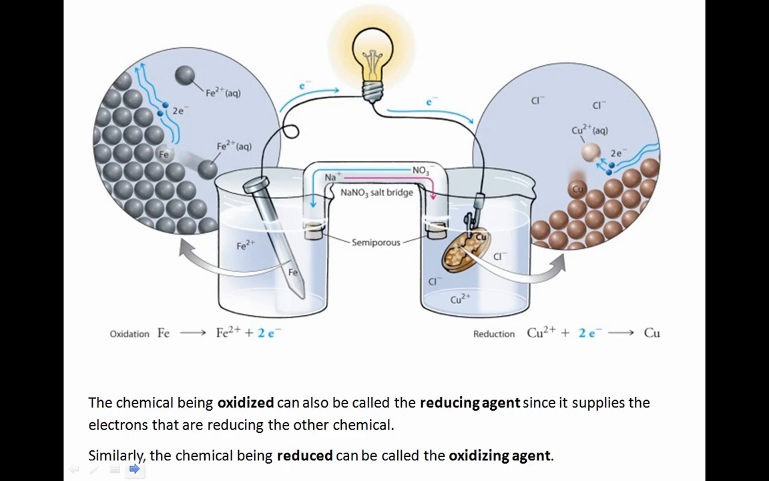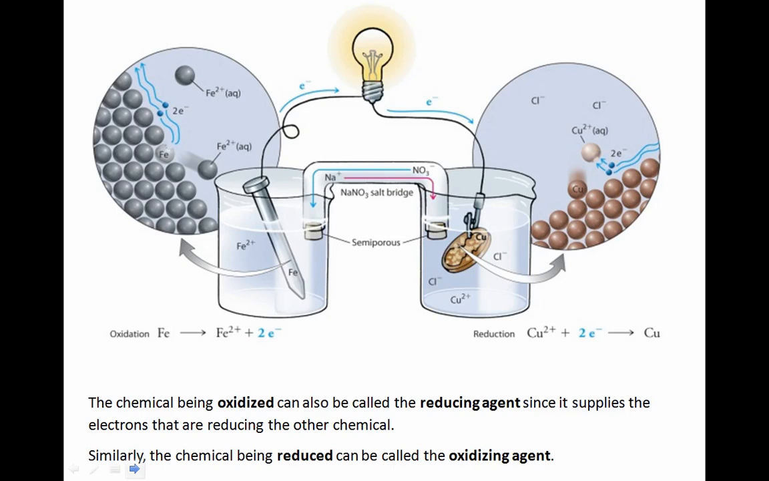The chemical being oxidized can also be called the reducing agent. I wanted to make you aware of these definitions. It's called the reducing agent since it supplies the electrons that are reducing the other chemical. So if something is being oxidized, you can also call it the reducing agent because it's giving electrons that can be used to reduce the other chemical. Similarly, the chemical that's being reduced can be called the oxidizing agent because it's basically taking those electrons from the other chemical.